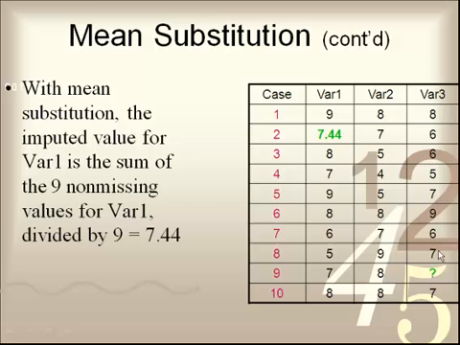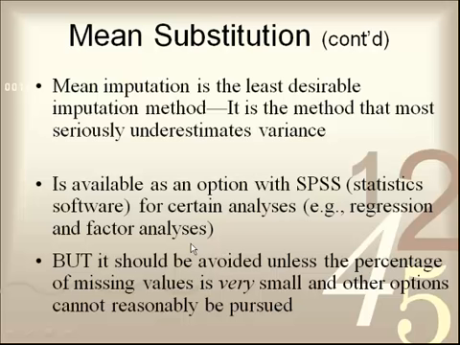You can try this on your own. For variable 3, if you add up all of these numbers here and divide by 9, then you'll get the imputed mean substitution number for case number 9 on variable 3. Mean imputation is the least desirable imputation method, but it's the method that most seriously underestimates the variance. You're really just putting in an average of everybody else, so it's not really telling us what occurs for that person. It is an available option with SPSS.